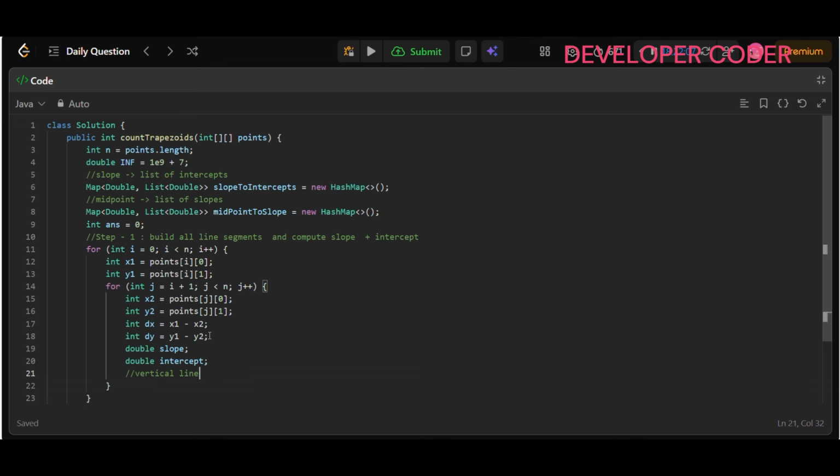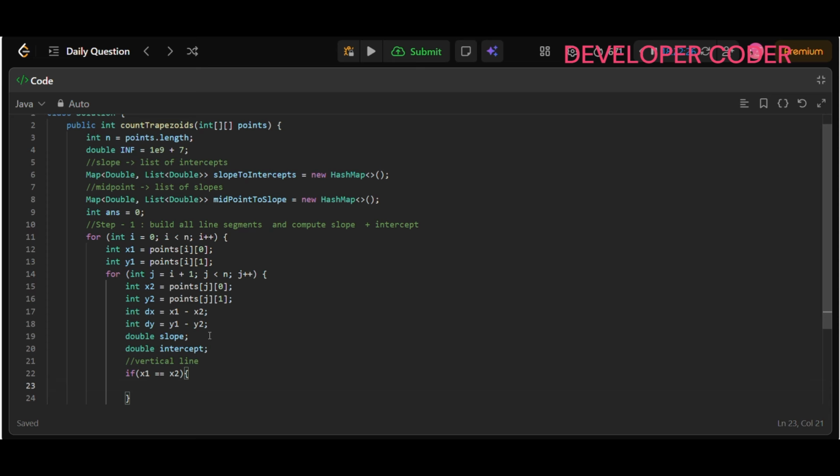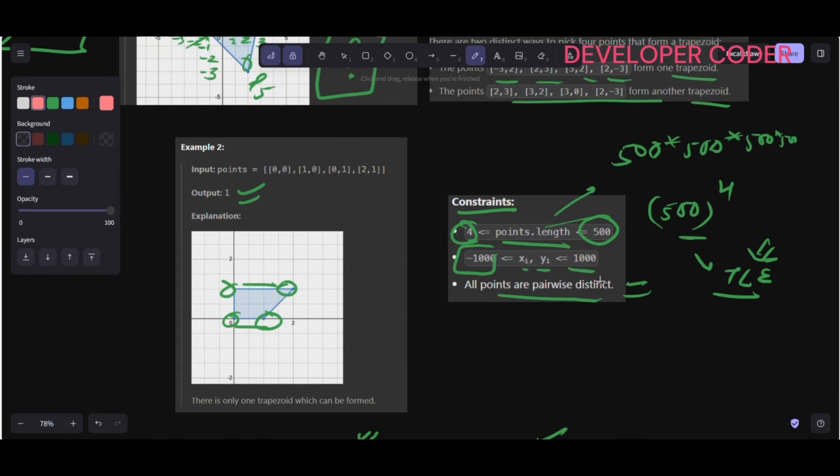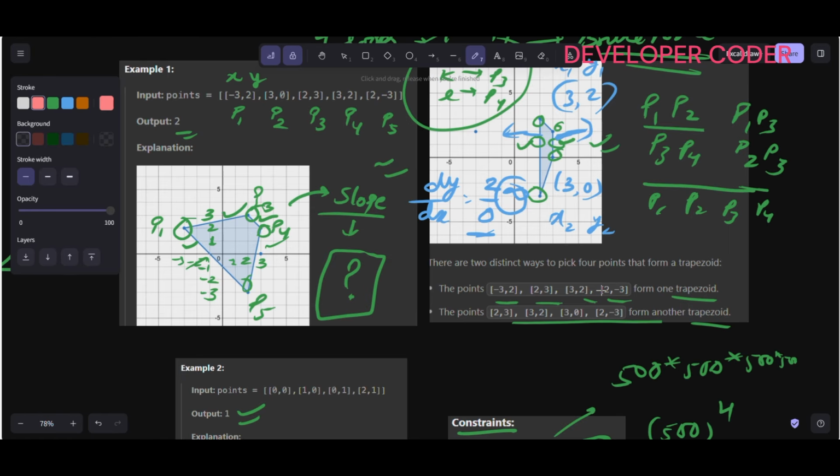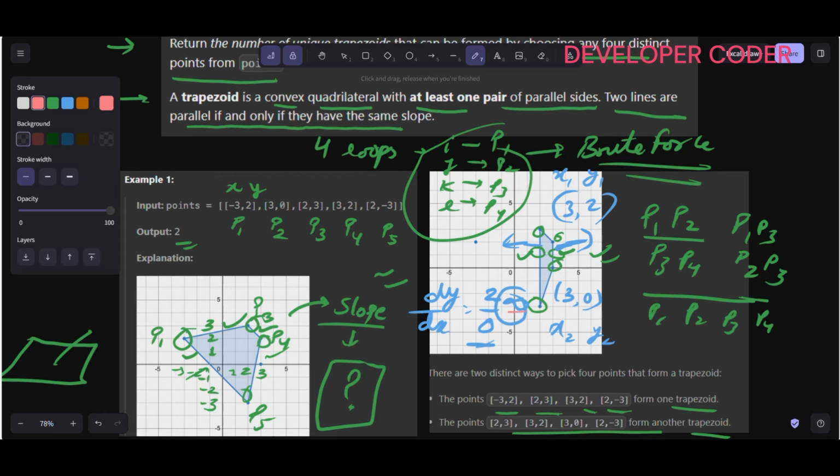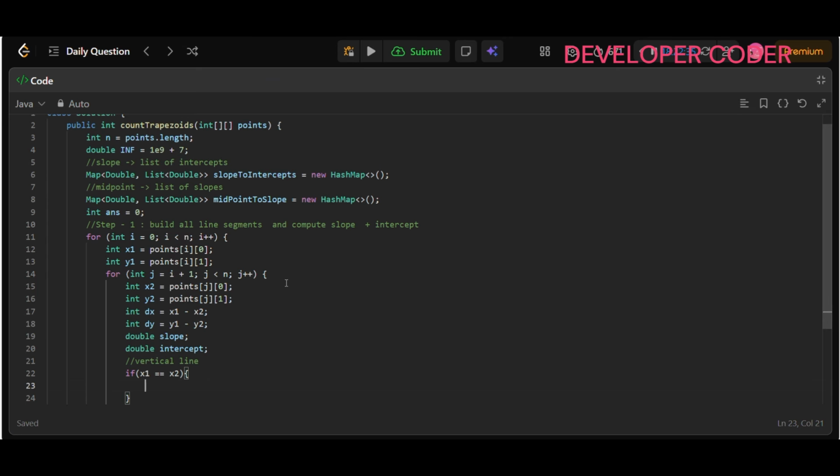In the vertical line case, what will happen? A vertical line simply means that x1 is equal to x2, that is, both x values are the same for one line segment. If the x value is the same, I will see one vertical line. In that case, as I already told you, our slope is going to be infinity. So here I can simply write slope is equal to infinity.